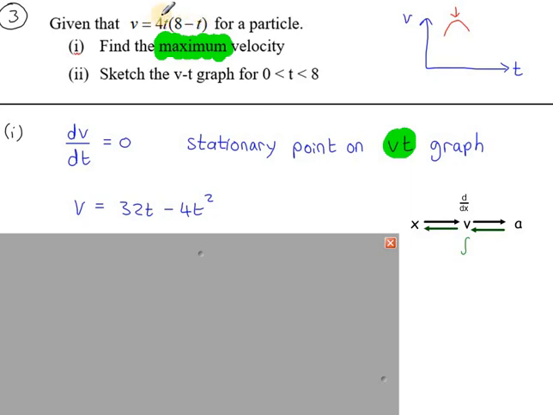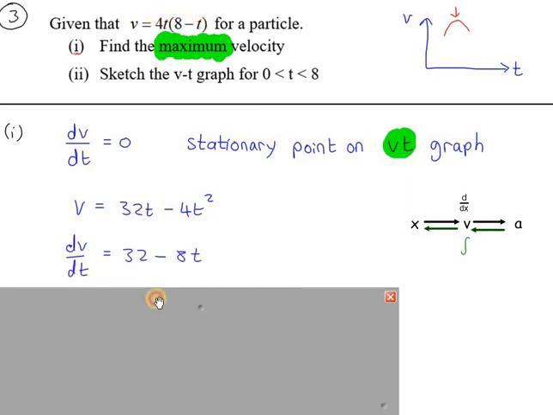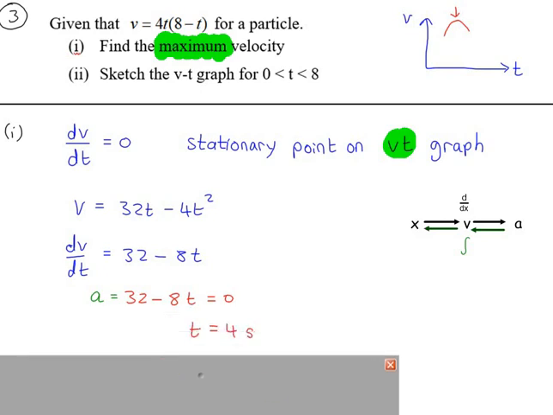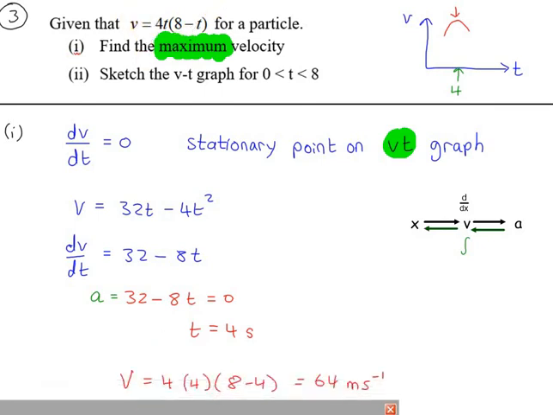So expand the brackets, differentiate, make the derivative equal to 0, and dv by dt is actually acceleration. So where you have the maximum velocity, acceleration is 0. Solve to get t equals 4 seconds, but that's just the time when you have the maximum velocity. We need to substitute the value of t equals 4 into here to get the maximum velocity, 64 meters per second.